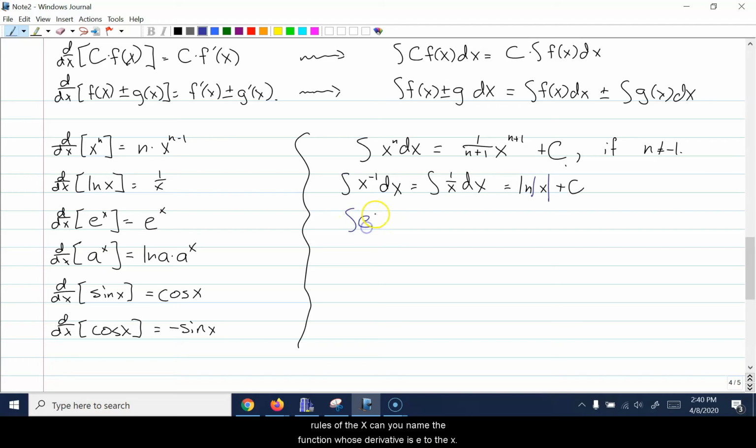What's the integral of e to the x? Can you name a function whose derivative is e to the x? You sure can. It's e to the x. The integral of e to the x dx is e to the x plus c.